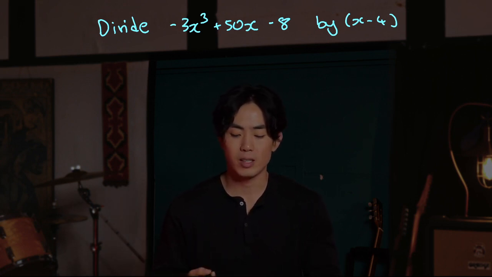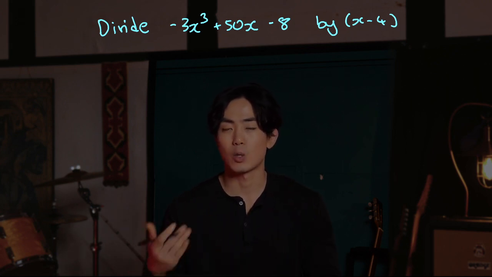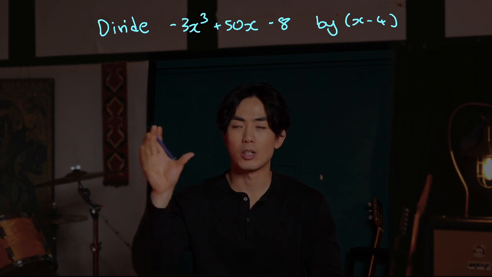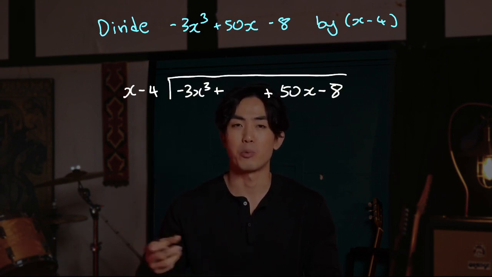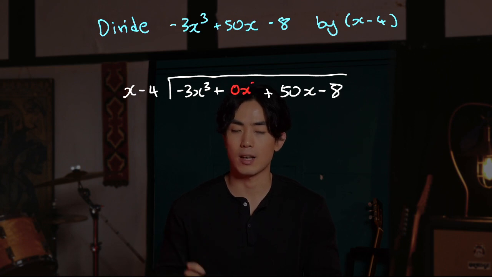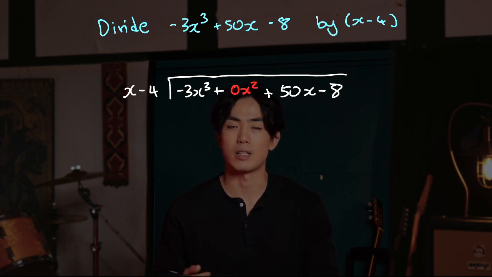So we have minus 3x cubed plus 50x minus 8. You can see there's no actual x squared term. So if I was to start doing long division, what I have to put in is actually an x squared term, and we do that by writing 0x squared like so. This is a very, very crucial step that we need to add in. You can't forget this step here.